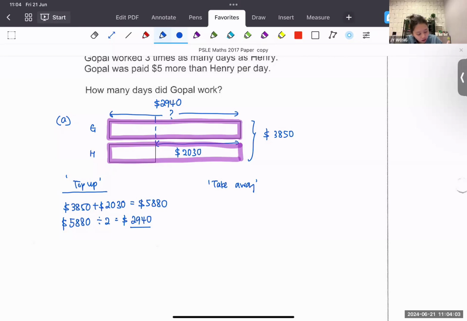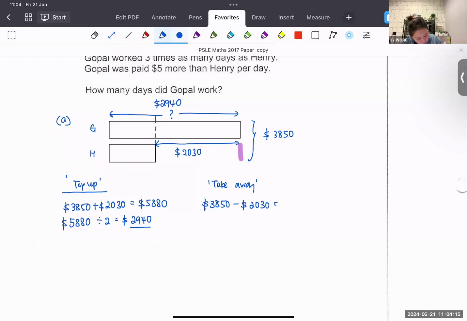Take away will be a bit longer, just one more step, but it is also fine. Okay, so I erase away the purple marking first. 3,850 minus away the extra, which is this part here, take away. This will give me 1,820. So now I have one unit here. I'll take 1,820 divided by 2. That will give you 910. So this will give you Henry.